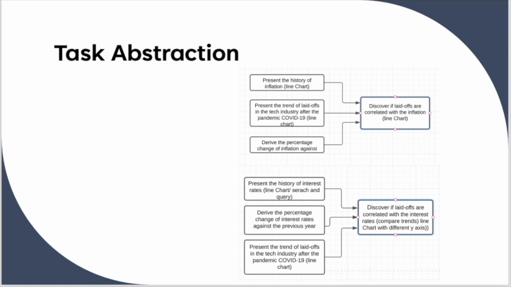Now within task abstraction, we're going to present the history of inflation and in parallel include the trend of layoffs from the COVID-19 era all the way, and then include the derived percentage and change of inflation rates against that, and then discover if layoffs are correlated with inflation. And in parallel, we're going to use the history of inflation, or the interest rates, in conjunction with the layoff counts from COVID-19 to present, and discover if layoffs are indeed correlated with the interest rates.